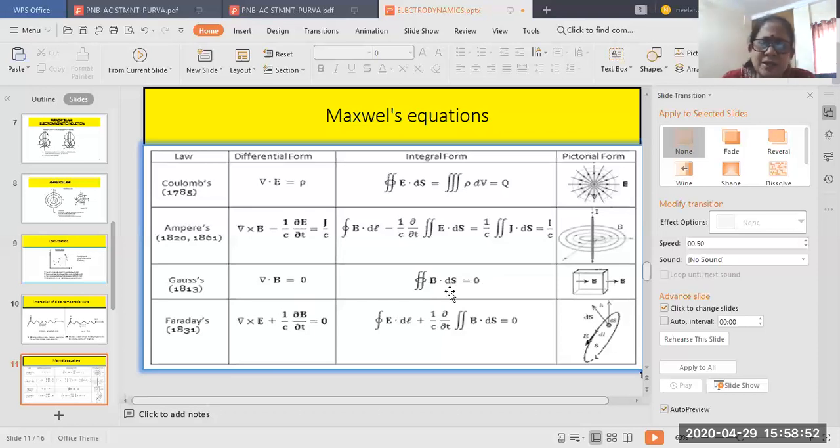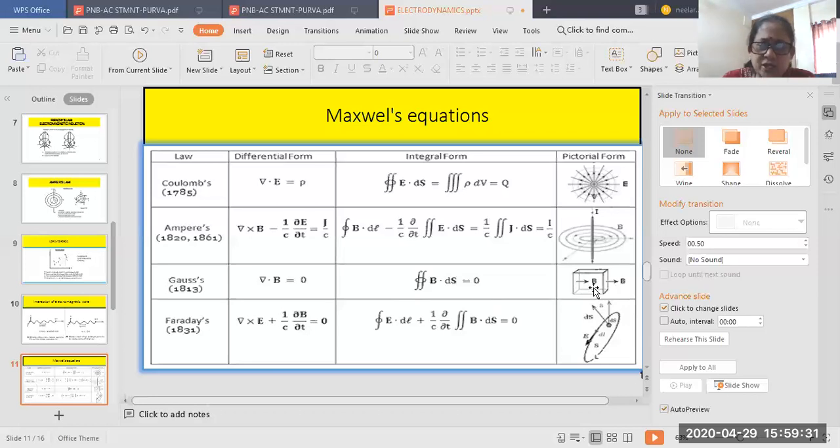What does it say? If I form an area element ds and go on adding all the ds's, it will form a closed surface. Let us say this is the closed surface. In this one you keep a pole, let us say a north pole, and try to measure the magnetic field outside. So what does it show? The right hand side shows 0. That means you cannot measure a net magnetic field outside the closed surface.